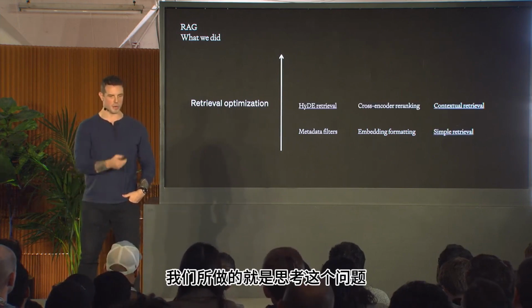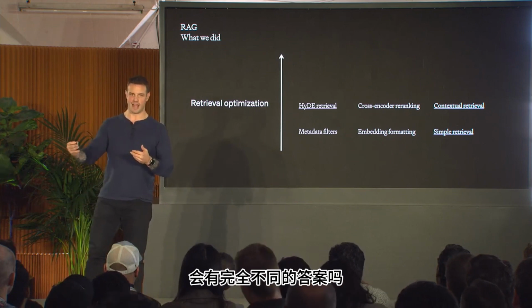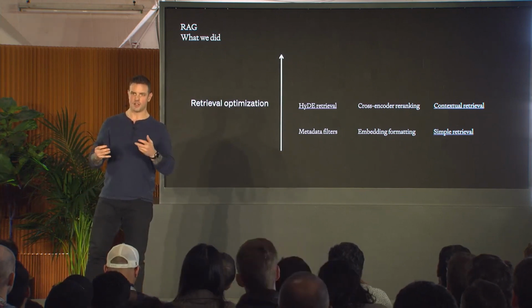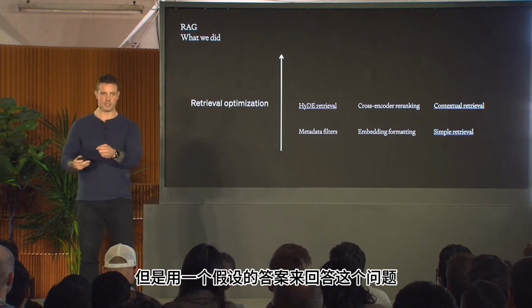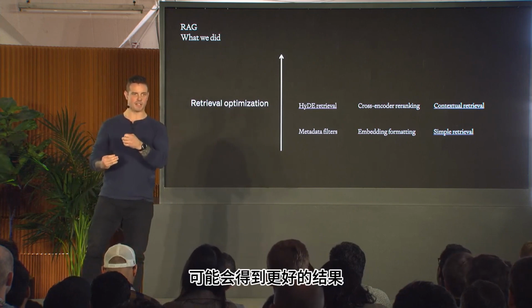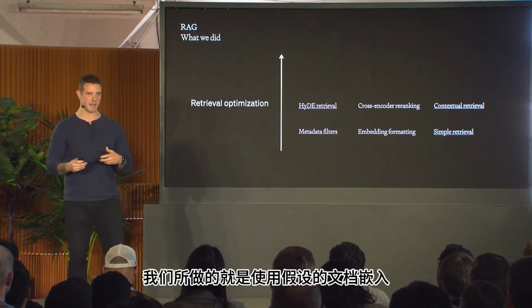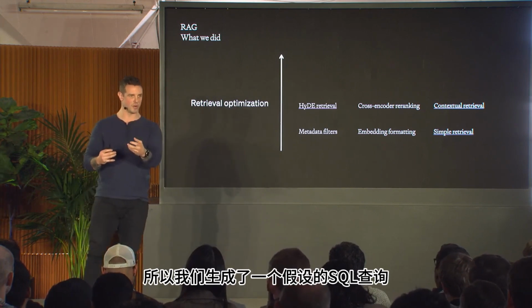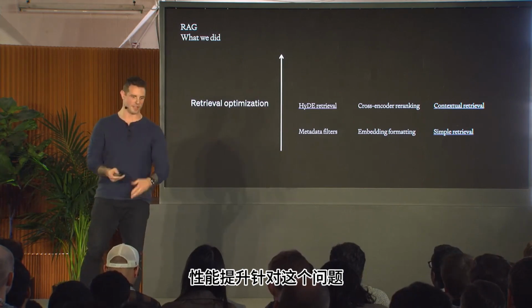So what we did was we thought about this problem, and we're like, actually a question could have a totally different answer if it has a different database schema. So really doing a similarity search with a question doesn't make a lot of sense for this problem, but using a hypothetical answer to that question to search might give us much better results. So what we did was use hypothetical document embedding. We generated a hypothetical SQL query, and then we used that for the similarity search. And we actually got a really large performance bump with that for this particular problem.